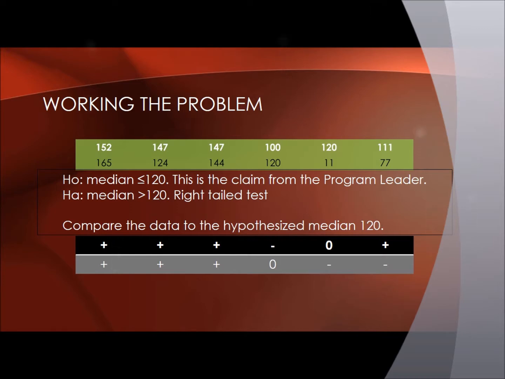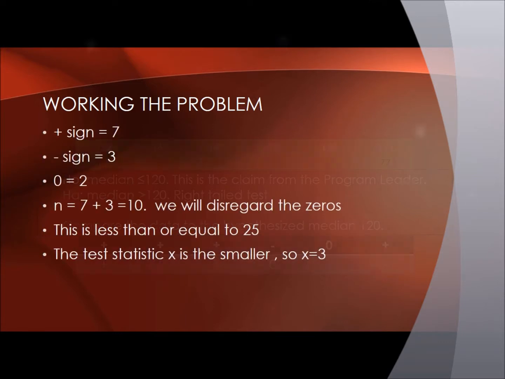If we go up to the top chart, 152 is greater than 120, so we would put a plus sign. If we have anything equal to 120, we would put a 0, and anything less, we would make sure that we put our minus signs. So we know that we have 7 plus signs, 3 minus signs, and 2 zeros. So n equals 7 plus 3 equals 10. We will disregard the zeros.